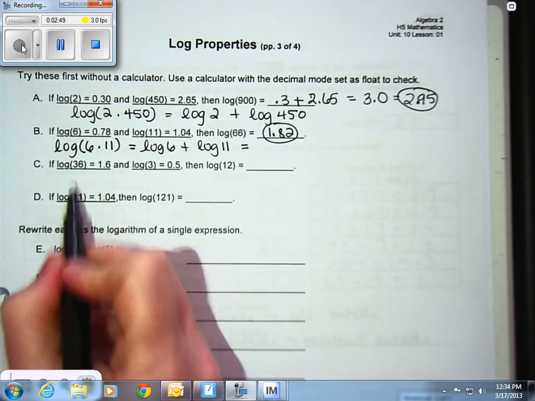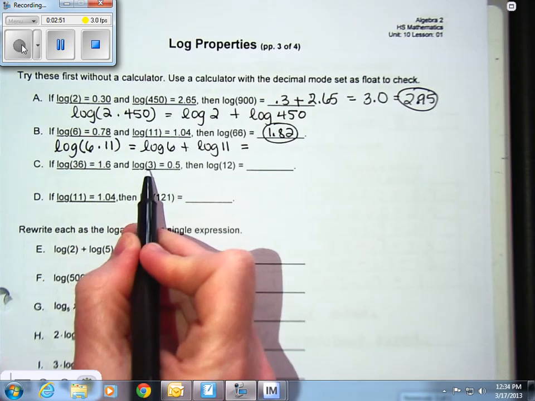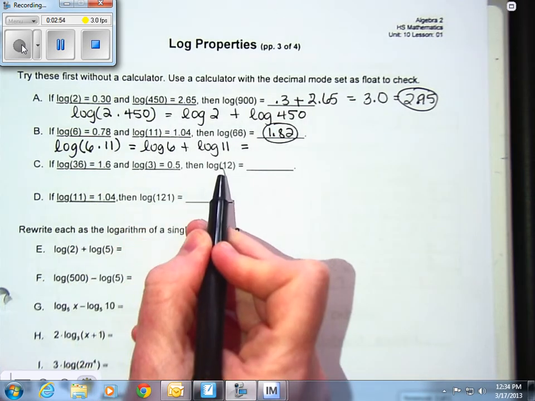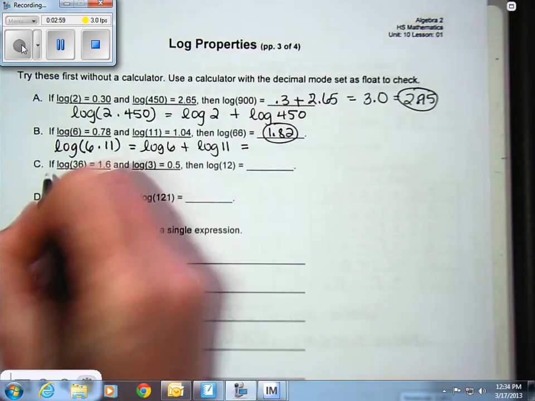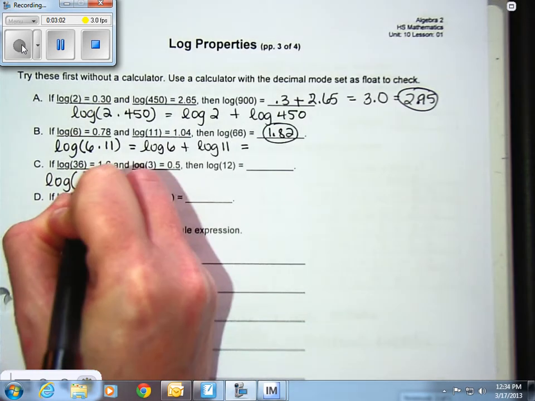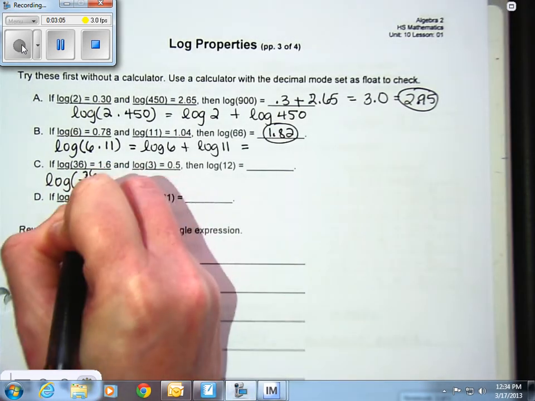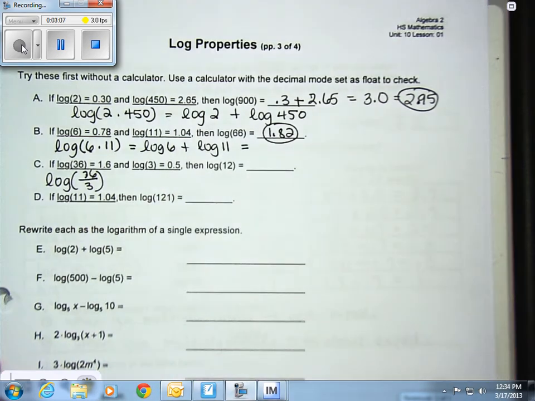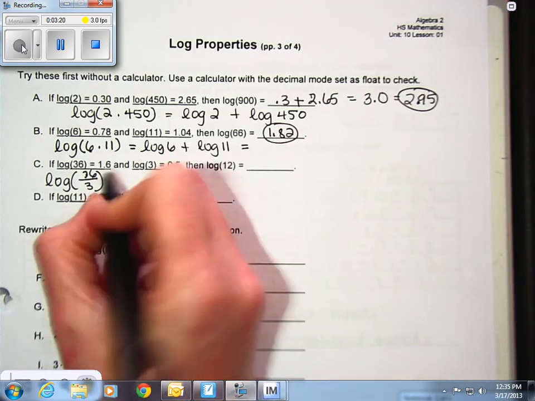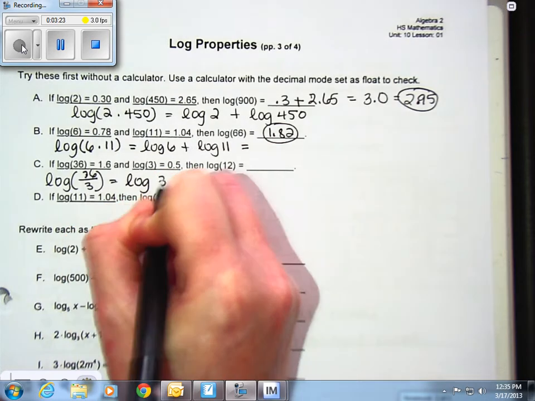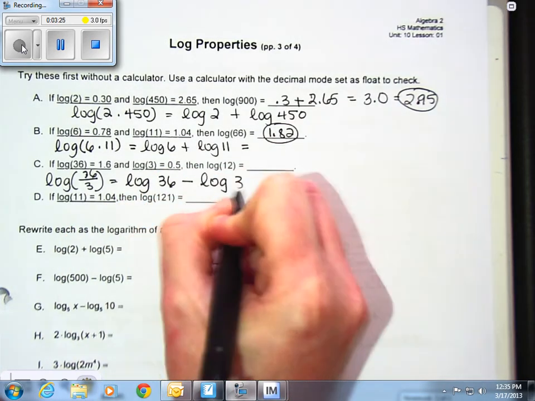If we know that the log of 36 is 1.6 and the log of 3 is 0.5, then the log of 12 is what? How can we take 36 and 3 and get to 12? Well, I look and see that if I took 36 and divided it by 3, that would give me 12. And you'll notice here that now I've got a quotient inside my parentheses of my logarithm. So this is where my quotient property comes in. If I have a quotient on the inside, what I need to do is subtract on the outside. So this will become the log of 36 minus the log of 3.